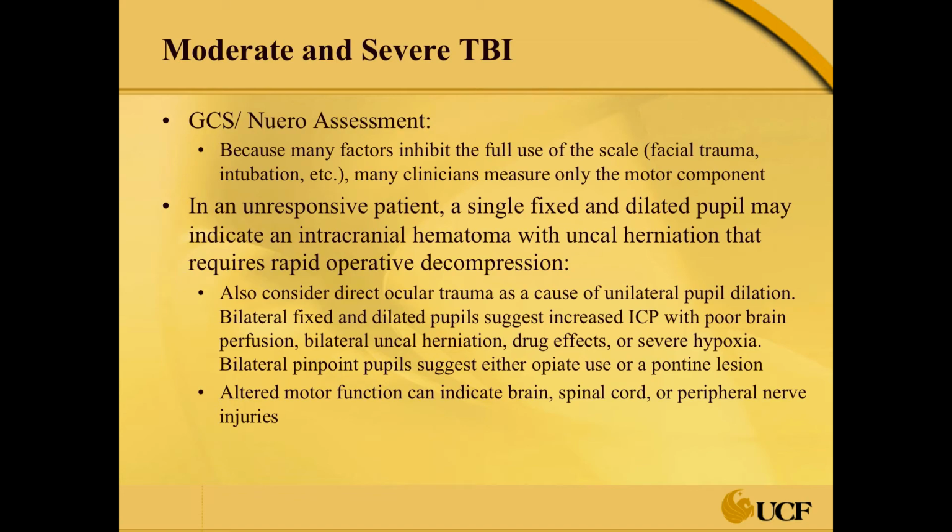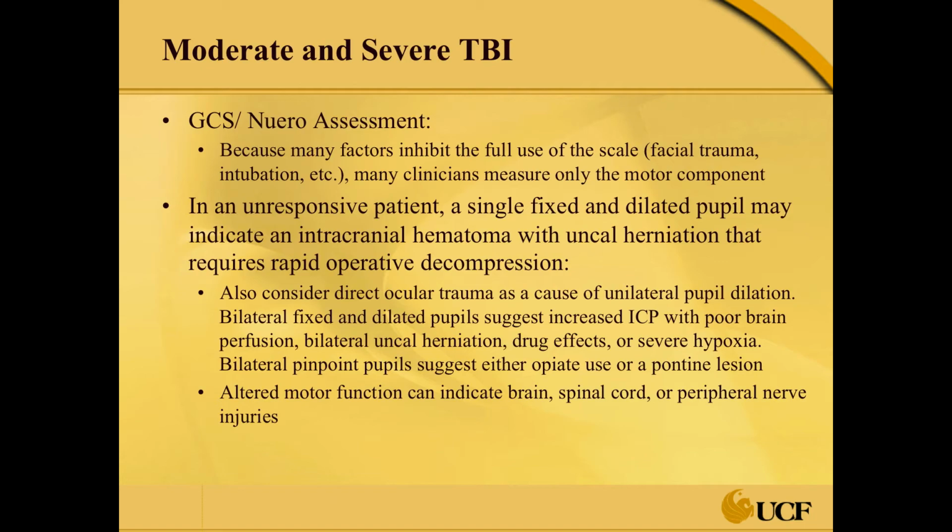GCS neuroassessment: because many factors inhibit the full use of the scale, like facial trauma and intubation, we usually only get to monitor the motor component. In an unresponsive patient, a single fixed and dilated pupil, which is called anisocoria by the way, may indicate intracranial hematoma with uncal herniation that requires a rapid operative decompression.